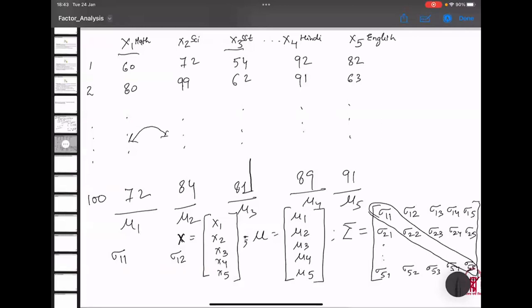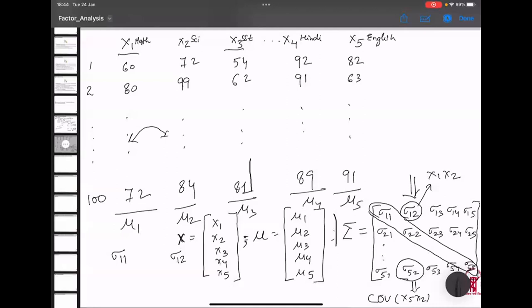Okay. Now, why am I telling this? Because factor analysis is going to depend upon this variance covariance matrix a lot. So you should have an idea of what the variance covariance matrix actually is. Variance measures the variability in a variable. Covariance measures the variability between two variables. For example, sigma 12 measures the joint variability of x1 and x2. Sigma 52 measures the joint variability of x5 and x2. So this is termed as the covariance between x5 and x2.